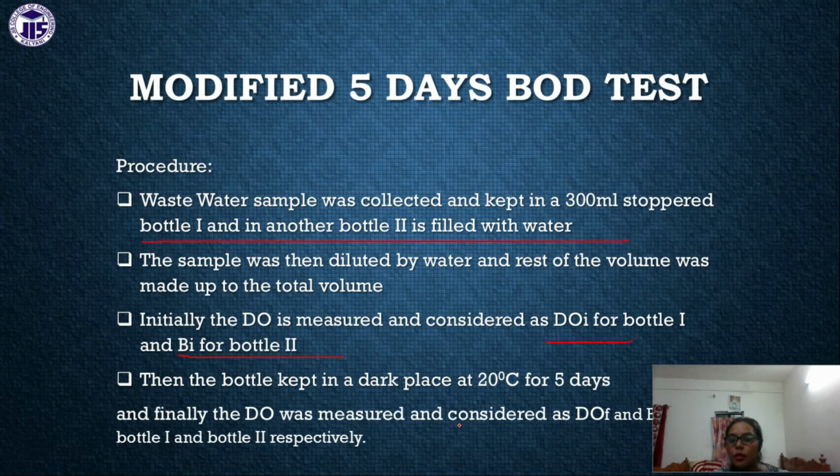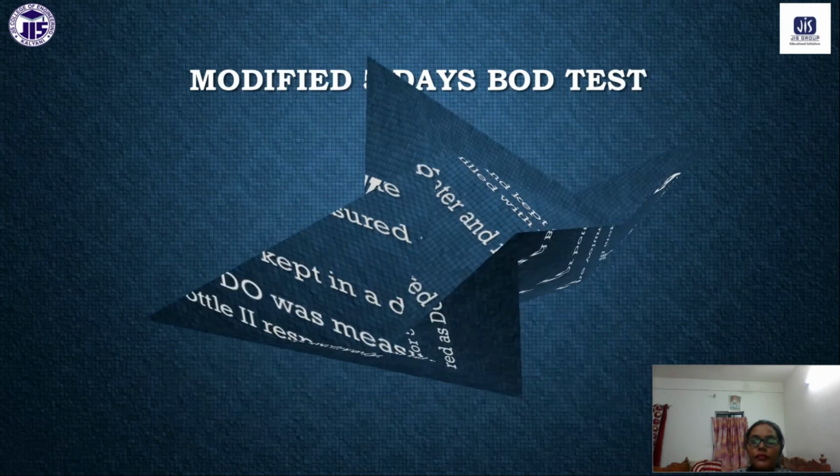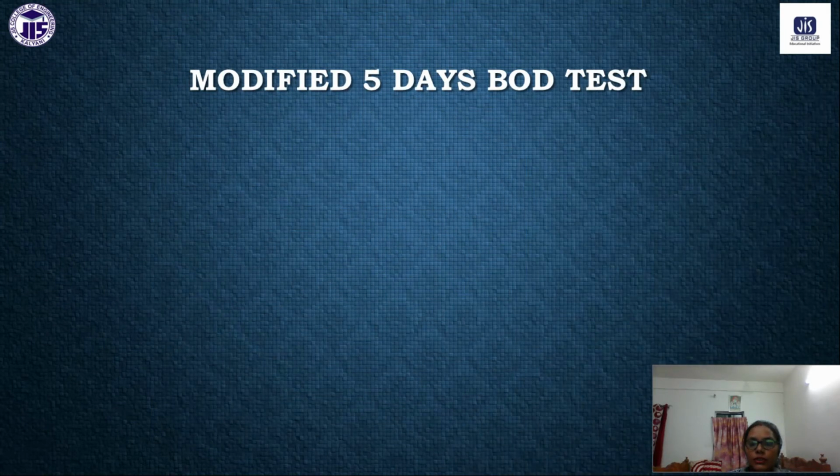Now we keep the bottles in a dark place at 20 degrees centigrade for 5 days, and after that we again measure the dissolved oxygen amount, which is DOF and BF. So it is the same procedure, only in this case we take two bottles. One bottle is wastewater plus dilution water, and the second one is filled only with water, not the wastewater. Okay, so this is the procedure.